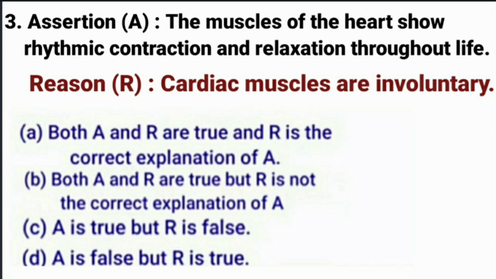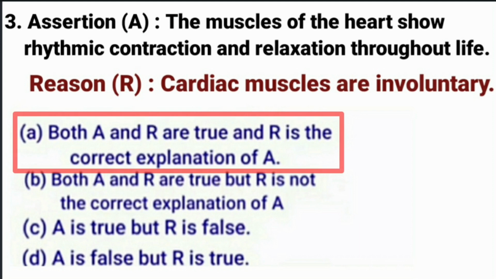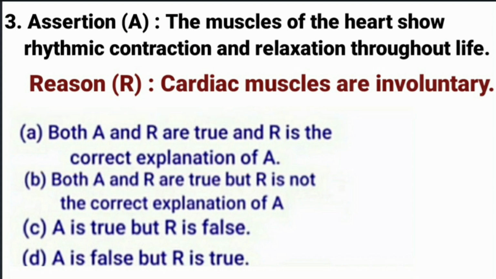Next question, assertion: the muscles of the heart show rhythmic contraction and relaxation throughout life. Reason: cardiac muscles are involuntary. The muscles of the heart show rhythmic contraction and relaxation throughout life because cardiac muscles are involuntary. Heart muscles are also called cardiac muscles. Involuntary muscles move without our will. Here cardiac muscles move without our will. The correct answer is option A. Both assertion and reason are true and reason is the correct explanation of assertion.